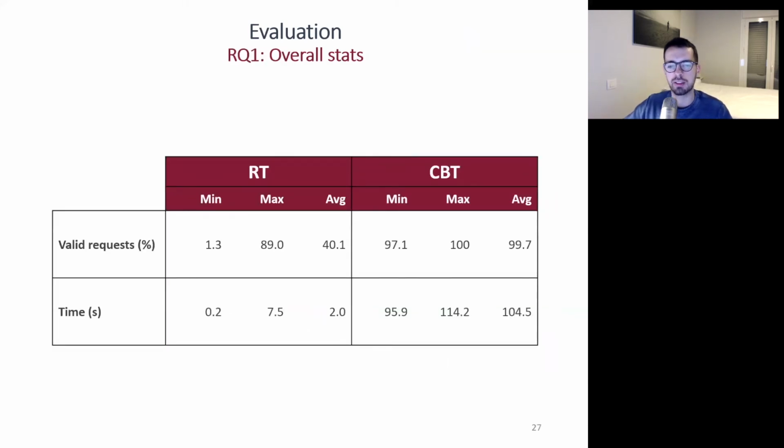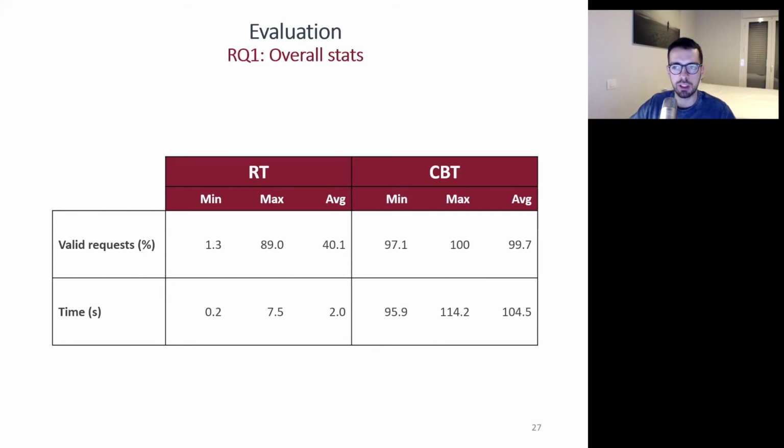This is the overall stats that we got when answering the first research question. So with random testing, you get between 1 and 90% of valid requests, 40% on average. And with constraint-based testing, you get 100% of valid requests. That 97.1% that you see there is from the Yelp API, but it wasn't because it didn't generate valid requests for that 3%, but instead because these requests revealed server errors in the API. So these requests return 500 status code. That's why you see there the 97%.